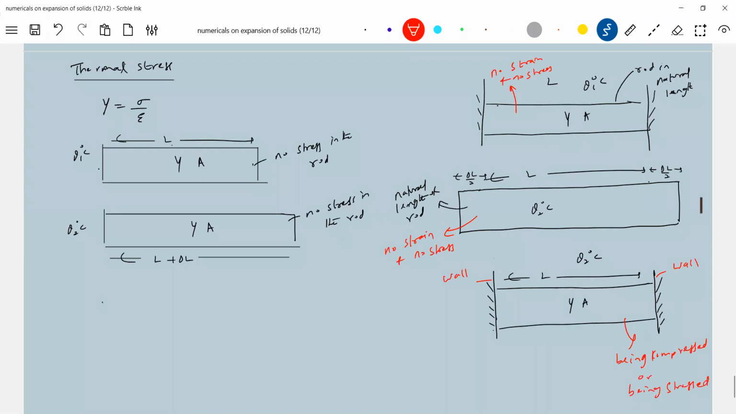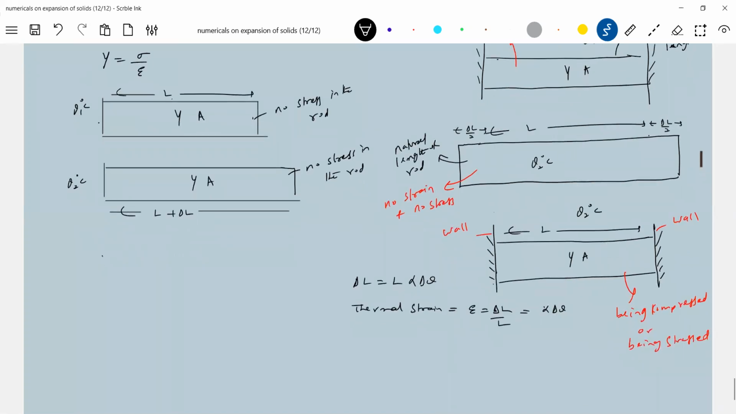So I want that thermal stress here. That has to be calculated. What is the change in temperature? Delta theta. Okay, let's come to this one. Delta L should be equal to L alpha delta theta. So what do you mean by thermal strain? Delta L by L should be equal to alpha delta theta. We know Young's modulus equals stress by strain. So what is the strain? Alpha delta theta. So sigma equals Y alpha delta theta. This is called thermal stress.